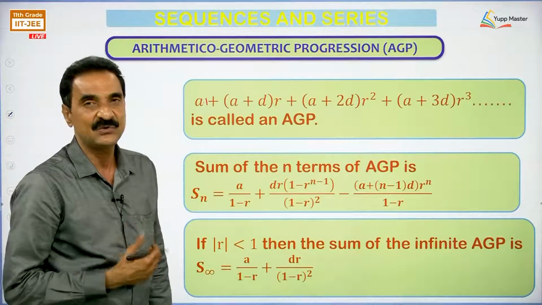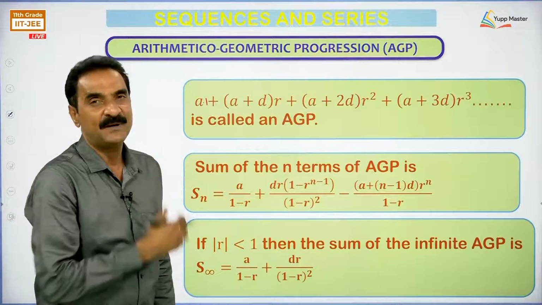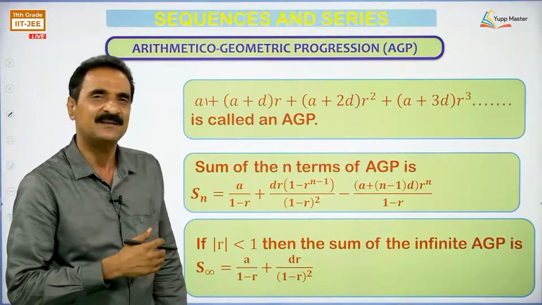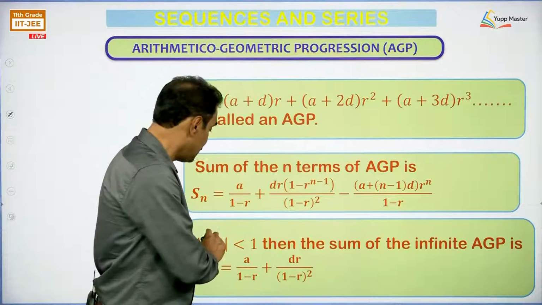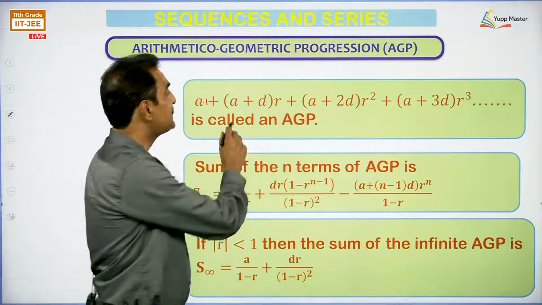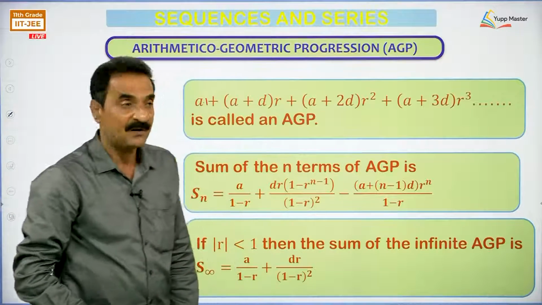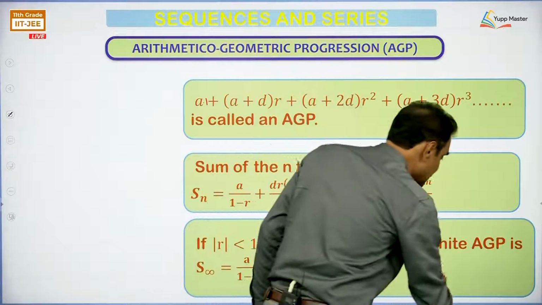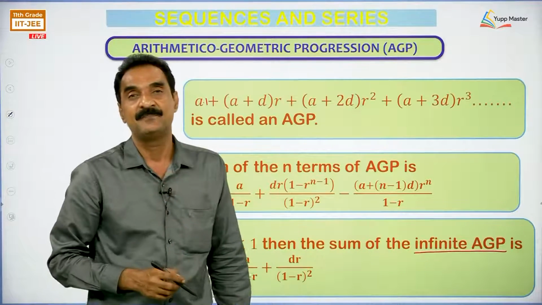So, I suggest you not to learn this formula by heart, but remember the method. What is that method? Multiplying by the common ratio and subtracting. That will be easy. Alright. Now, if mod r is less than 1, then we can find the sum of this AGP till infinity. That is called infinite AGP. When mod r is less than 1, then only you can find.